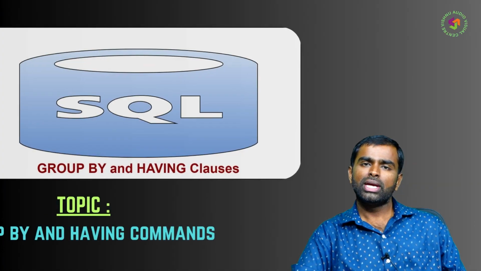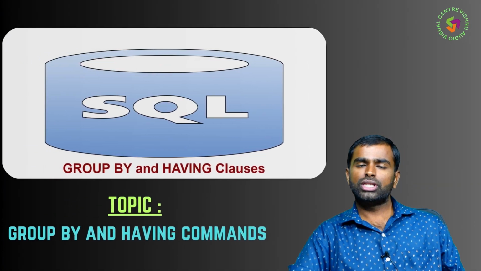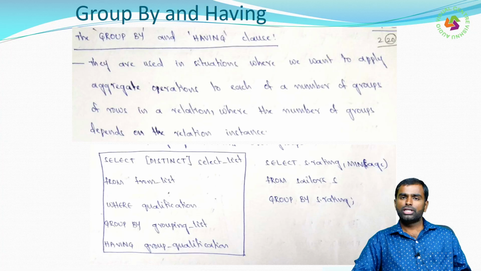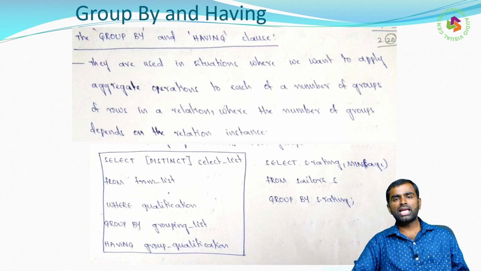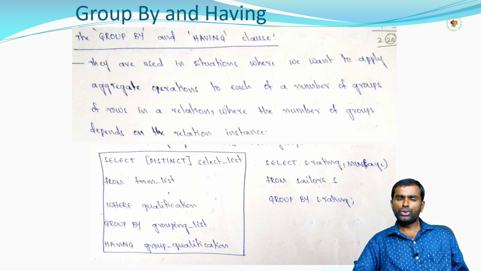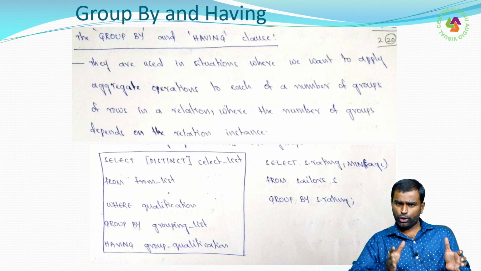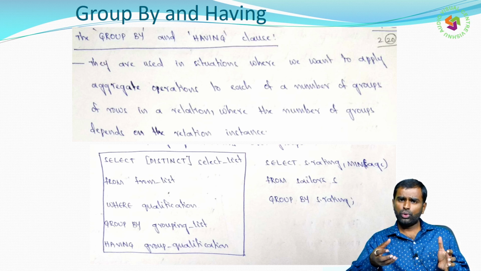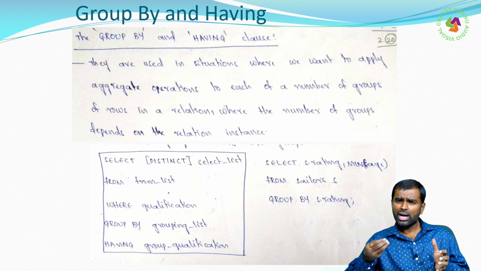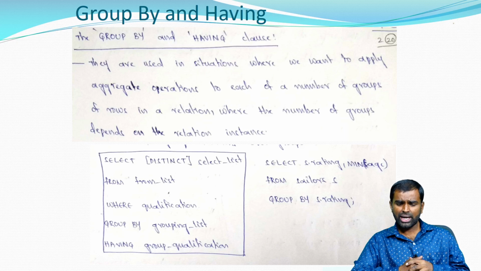Basically we are having select from where. So these are the basic commands. Simple SQL queries we can write using select from where. So group by and having commands are used to divide the data into different groups. And on the group, if you would like to give a condition, then you will use the having command.